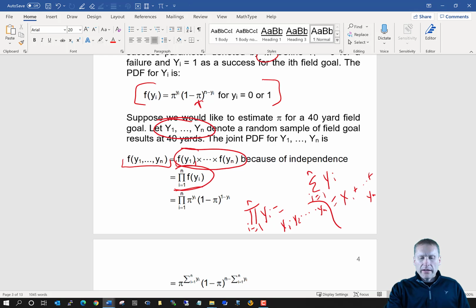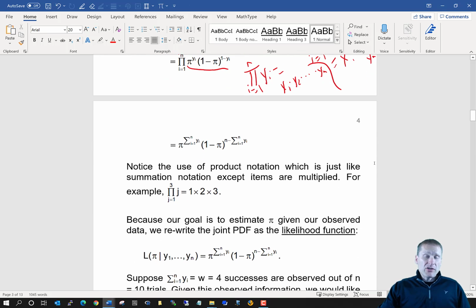And so I can write this now as the product from i equals 1 to n of f of y sub i. What is f of y sub i? Well, I can just put in my Bernoulli PDF there. And then we have a little bit of simplification that can occur. For example, if I have 2 raised to the 3 power times 2 raised to the 5 power, of course, this is 2 raised to the 3 plus 5 power, or in other words, 2 to the 8th power.